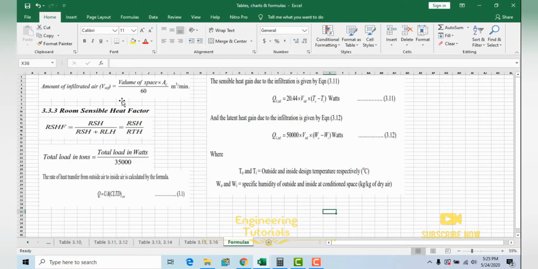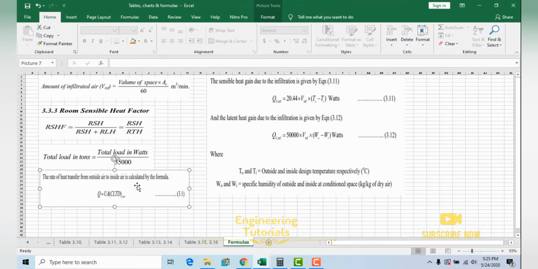First, the amount of infiltration is calculated by this formula: volume of the space into air changes per hour divided by 60. Then sensible heat factor is equal to total sensible heat divided by total heat of the room, and load in tons is calculated by total load in watts divided by 3500. This is a mistake, it should be 3500, not 35,000. And the overall heat transfer rate from outside to inside is calculated by the formula Q is equal to U A CLTD corrected.